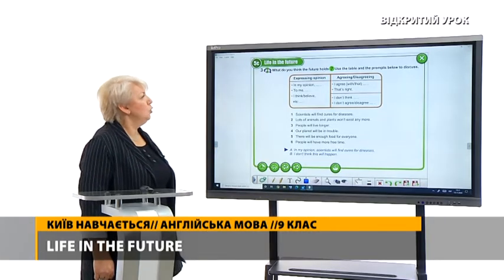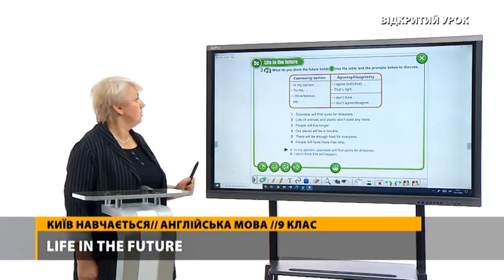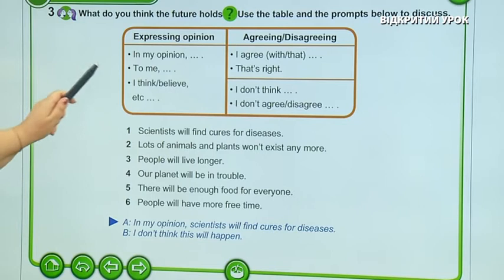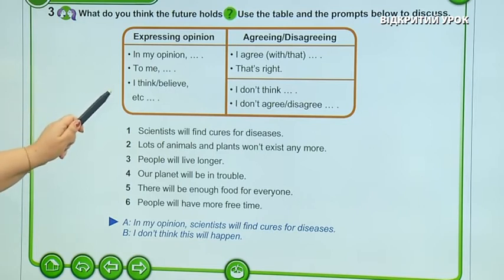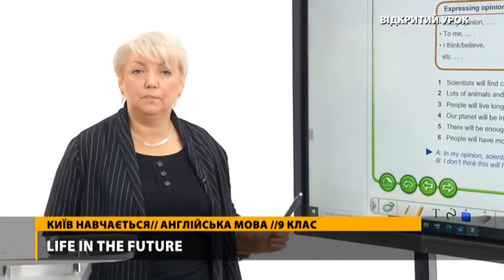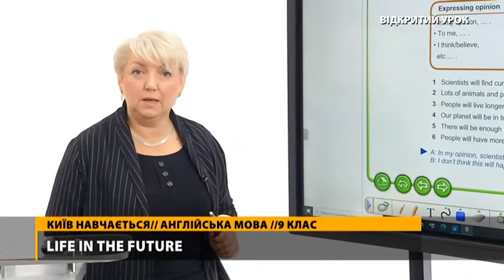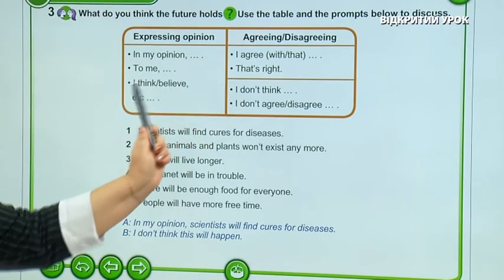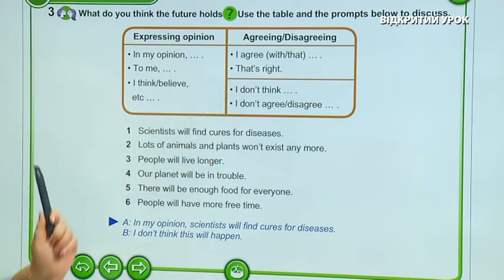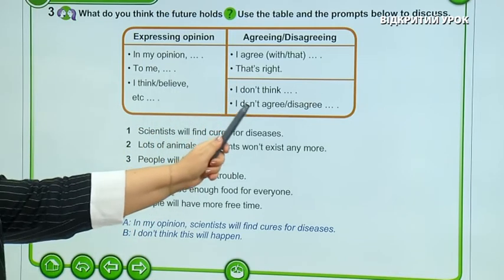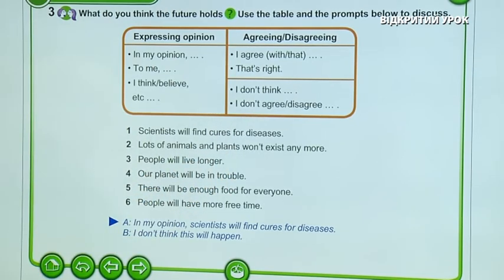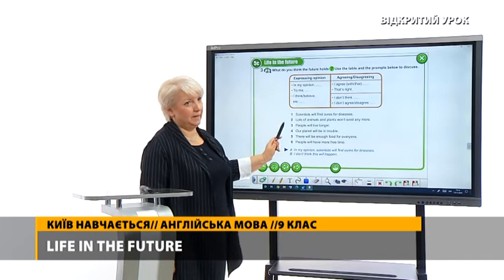First of all, you need expressions to express your opinion. In my opinion, to me, I think, I believe, and so on. And also you need expressions for agreement and disagreement. I agree, that's right, or vice versa. I don't think, I don't agree, or I disagree. Now we can practice it.